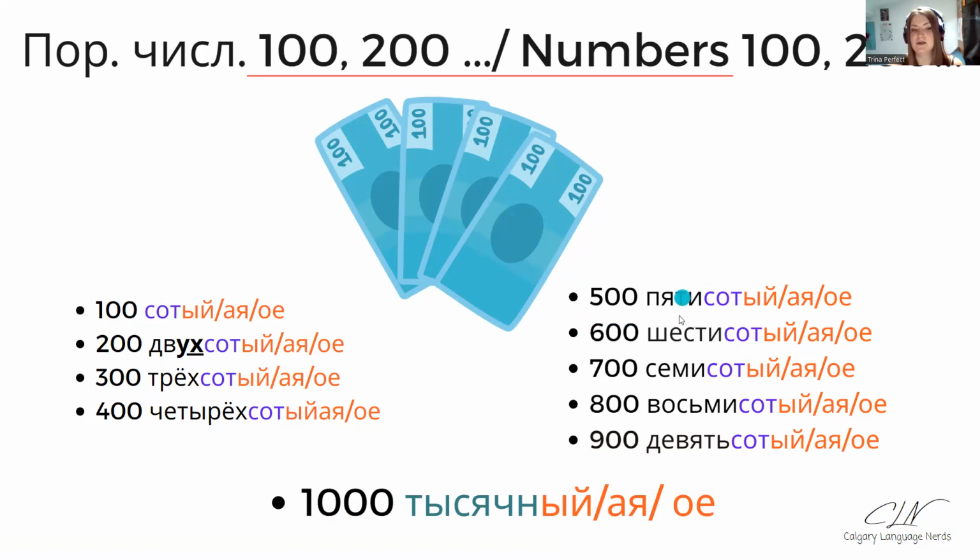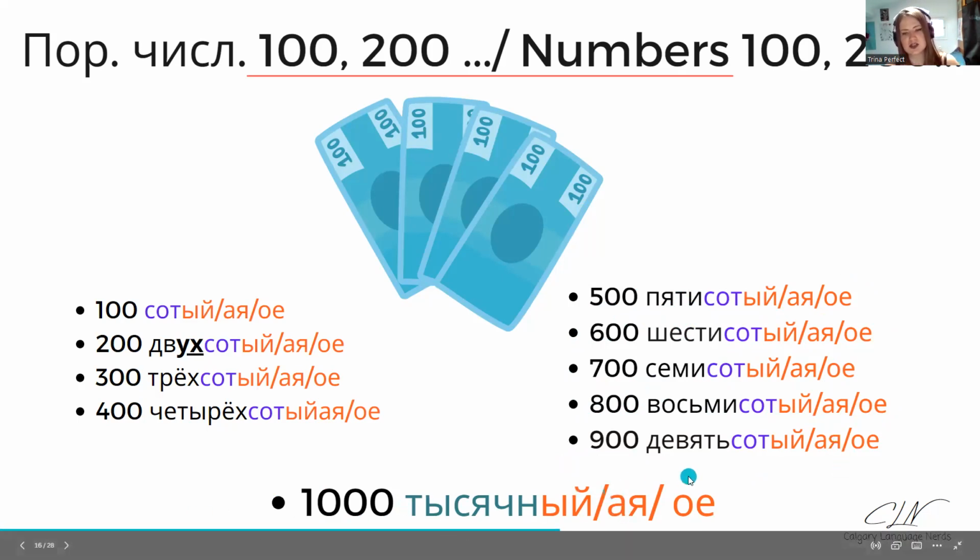Пяти. Yet again, mind you, the И in the middle. Пятисотый, пятисотая, пятисотое. Шестисотый, шестисотая, шестисотое. Семисотый, семисотая, семисотое. 800, восьмисотый, восьмисотая, восьмисотое. And 900, девятисотый, девятисотая, девятисотое. And the last one, тысячный, тысячная, тысячное.